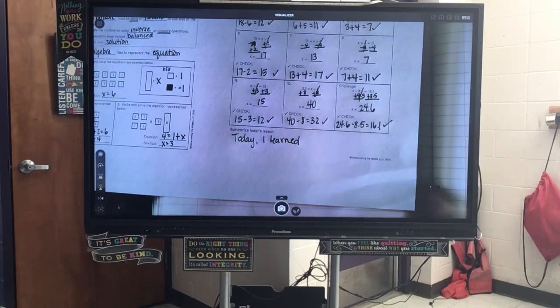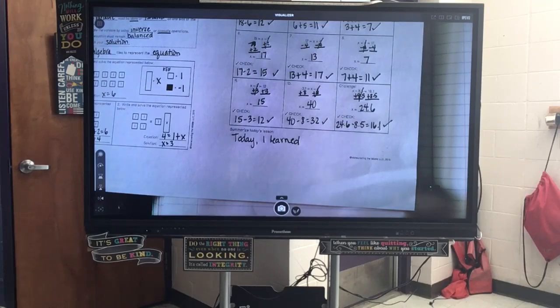Alright, who would like to share their sentence? Alright, Joella, what'd you write? I said today I learned that you can use algebra tiles to represent an equation. Perfect. And how comfortable do you feel? Do you feel good? Sideways. Okay, fair enough. It's the first day.